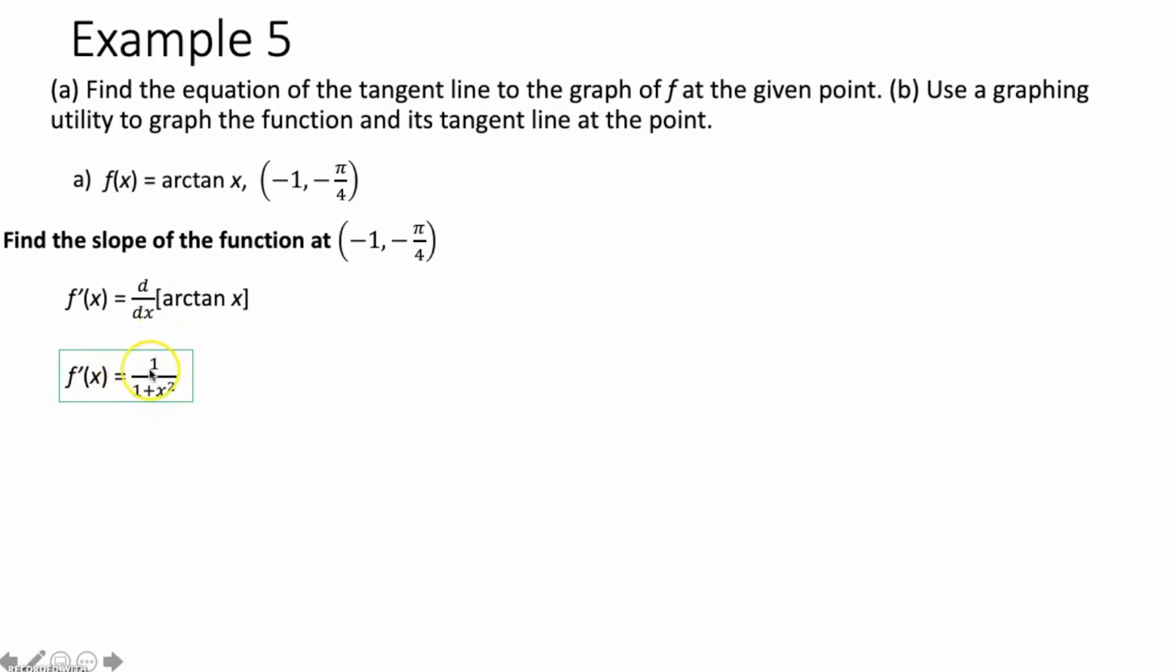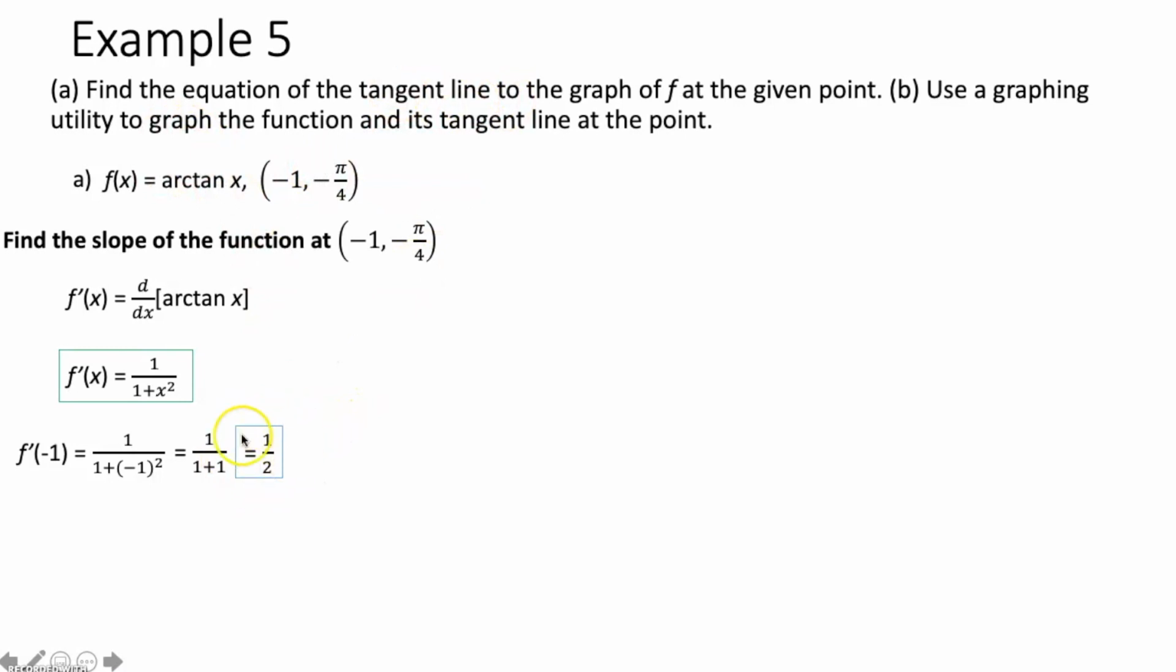Now, since we found the derivative of our function, we can get the slope of the tangent line to the function at this given point if we plug in the x value for our point into this derivative. So we're going to take -1, plug it in for x. -1 squared is 1, 1 plus 1 is 2, so it's 1 over 2. That is the slope of this function at this given point. That is the slope of the tangent line to this function at this given point. That's what we're trying to find.